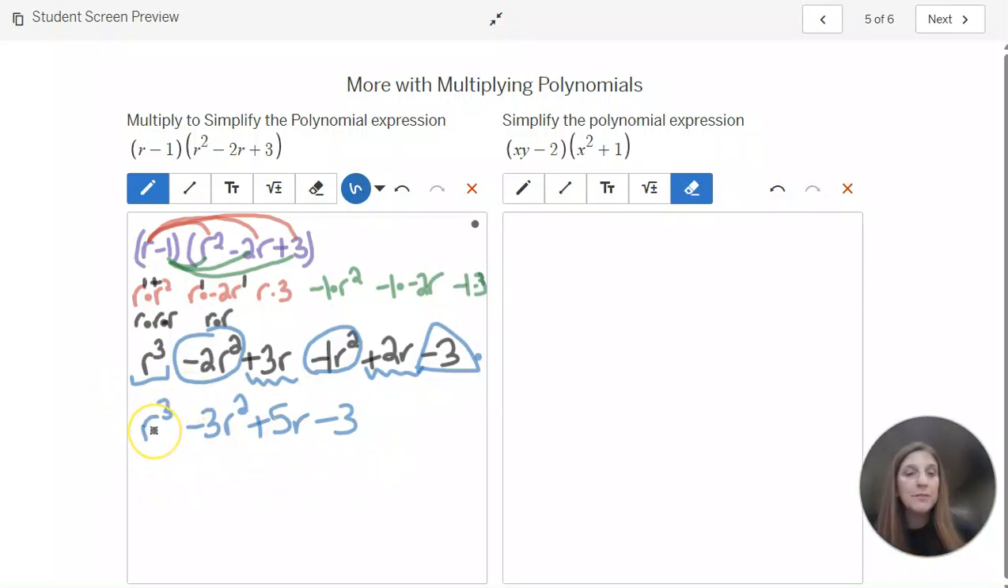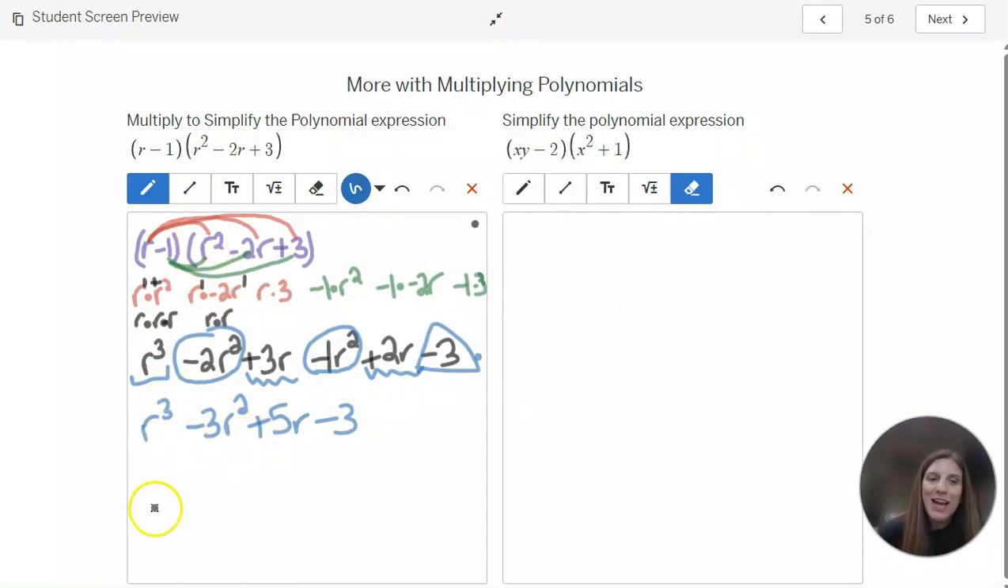Now I did put it from highest exponent down to lowest exponent because that is standard form. So that's what I did. If you do it a different way, it doesn't mean it's wrong. It's just probably not what the answer is going to look like if it was a multiple choice test.